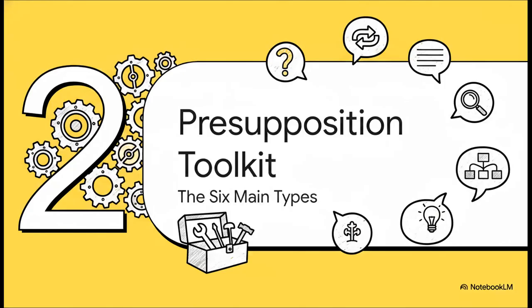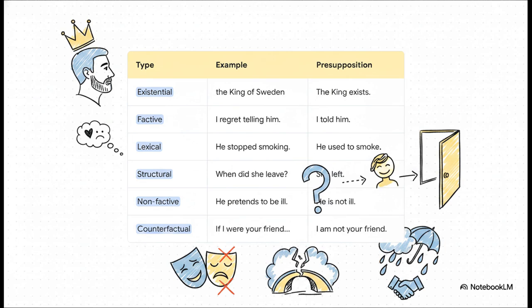Awesome. Now that we've got the basic test down, let's build you a practical toolkit. It turns out certain words and even whole sentence structures act as triggers for these presuppositions. We're going to go through the 6 main types you're definitely going to see. Okay, this slide right here, this is basically your study guide. First, you've got existential presuppositions. Anytime you see a phrase like the king, you're assuming that person exists.